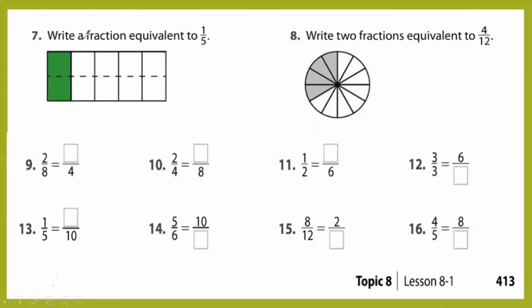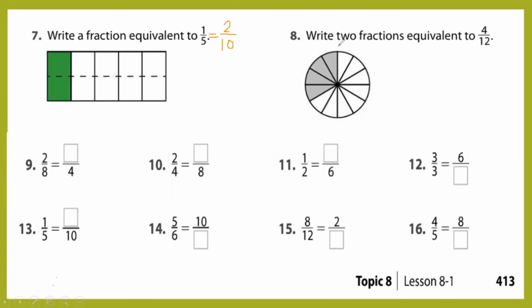Number 7, write a fraction equivalent to 1 out of 5. I can write 1 out of 5 equals, and count how many parts here. We have 10 parts. I will write 10. How many colored parts? 1, 2. It will be 2. So 1 out of 5 equals 2 out of 10. Yes, teacher. How can I make sure? Multiply by 2 up and down. 1 times 2, 2. 5 times 2, 10.